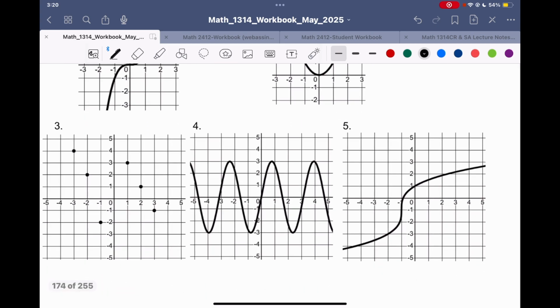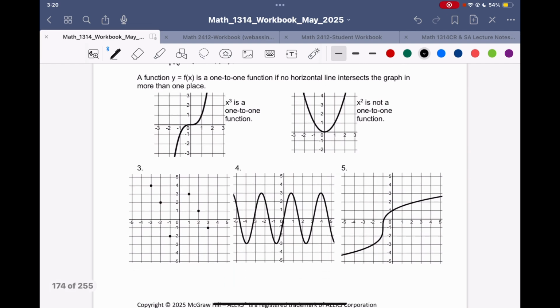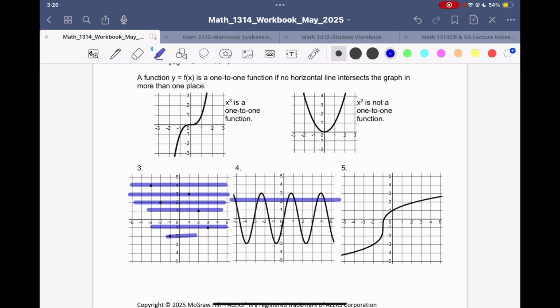Then if you look down here, it's asking if the horizontal line test worked, because if it doesn't, then it's not one-to-one. So let's see. The horizontal line test definitely works here because all of this is one-to-one. It only crosses the point once. Horizontal line test is a fail here. So this is 1-to-1. This is not. And then this one, it looks sneaky, but this is actually 1-to-1. Definition of one-to-one.